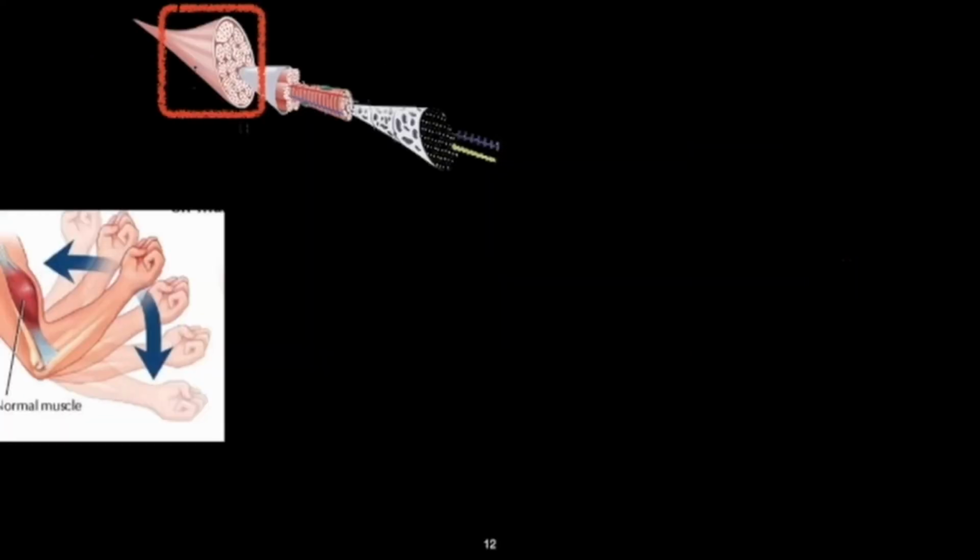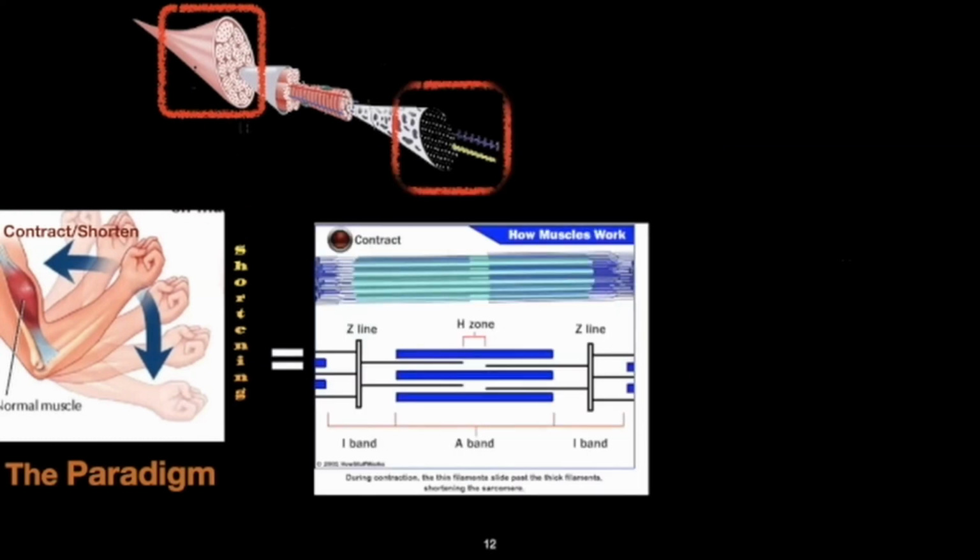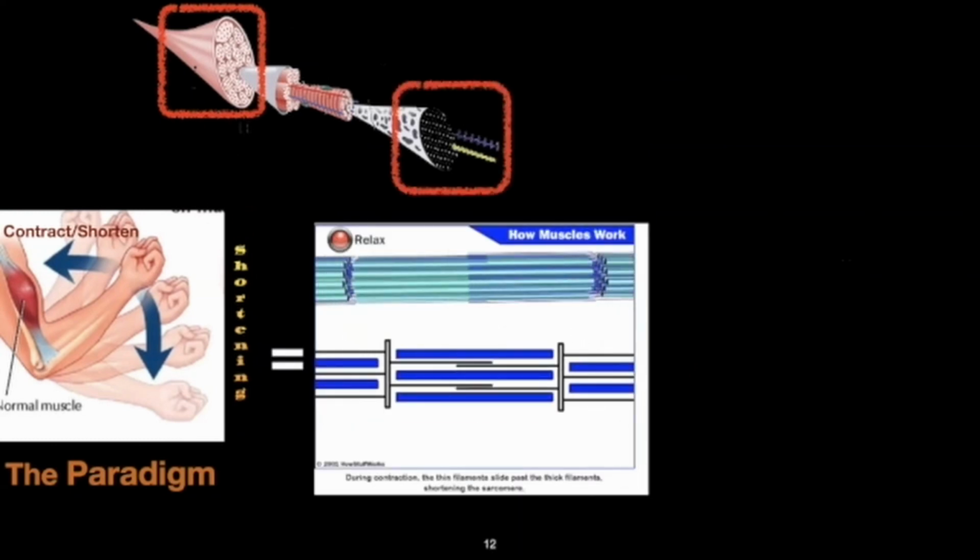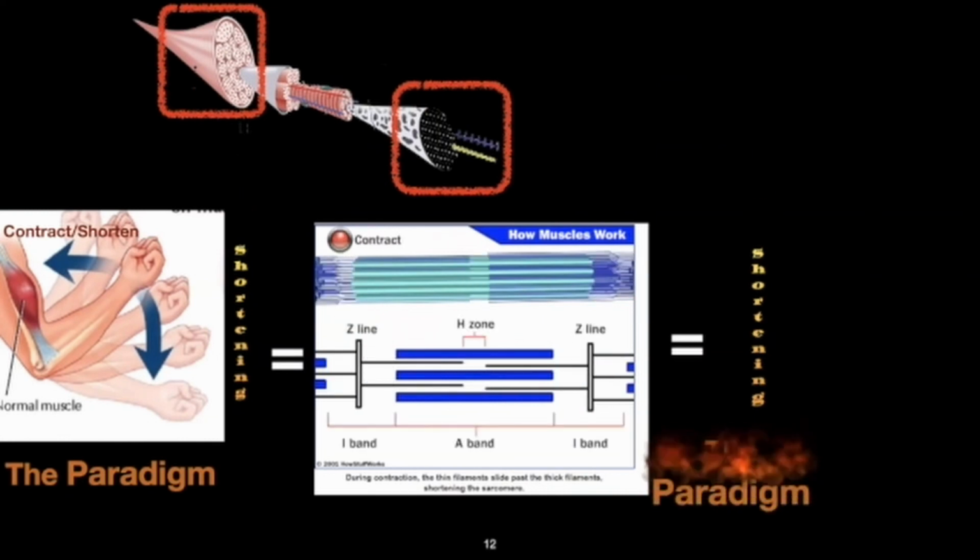So if you start with a paradigm that says contraction is shortening of a muscle, and therefore that equals what's going on at the other end, which is the microfilament moving back and forth, you're stuck with this concept of shortening of muscle because one's feeding back and forth to the other.